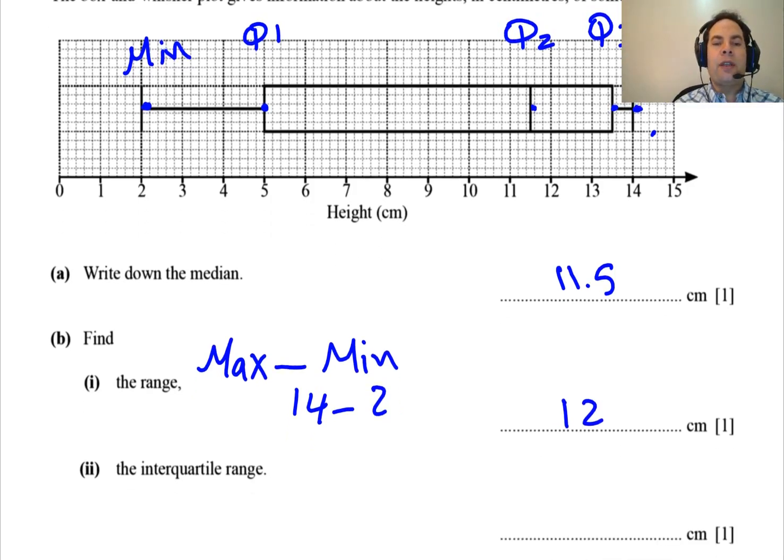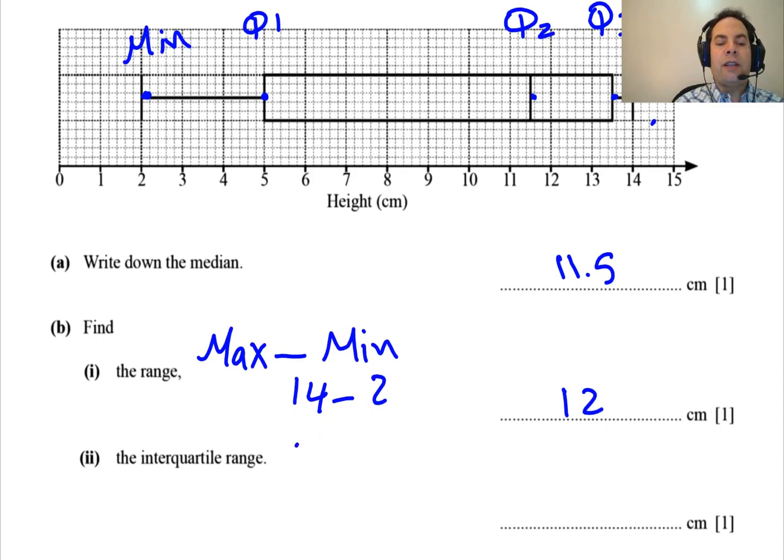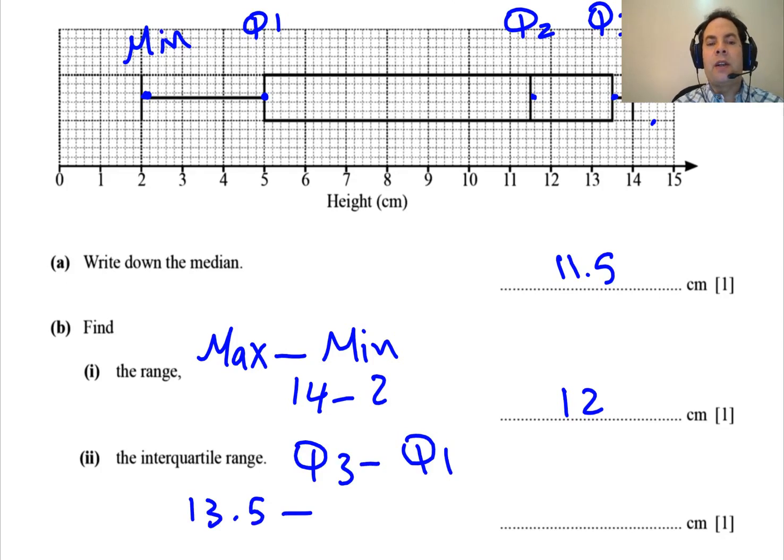Interquartile range. The interquartile range is Q3 minus Q1. The upper quartile is 13.5 minus the lower quartile, which is 5. So the answer is 8.5.